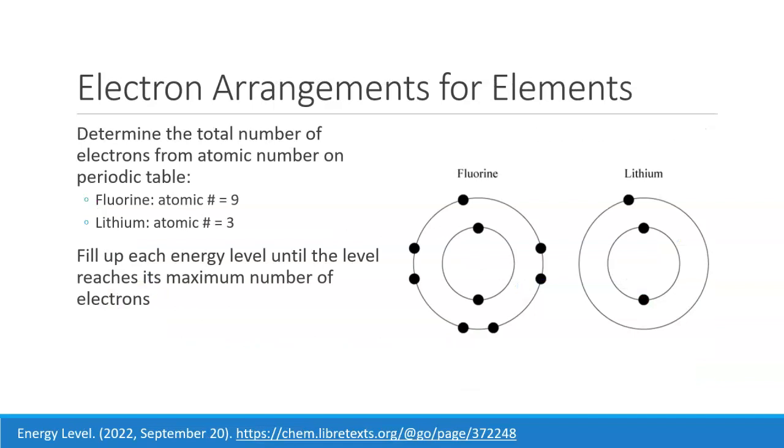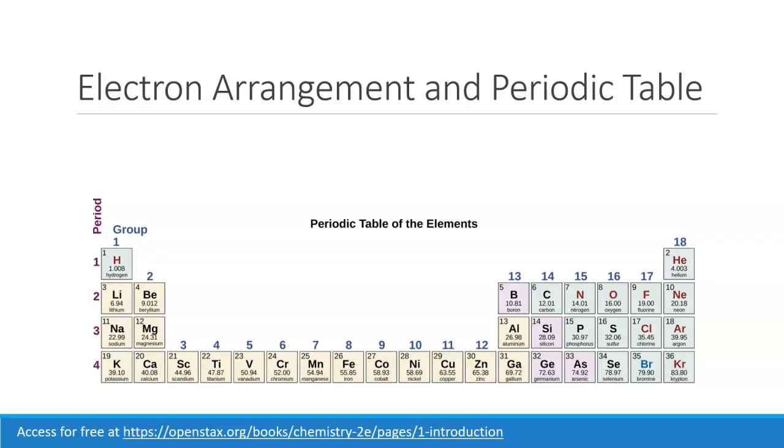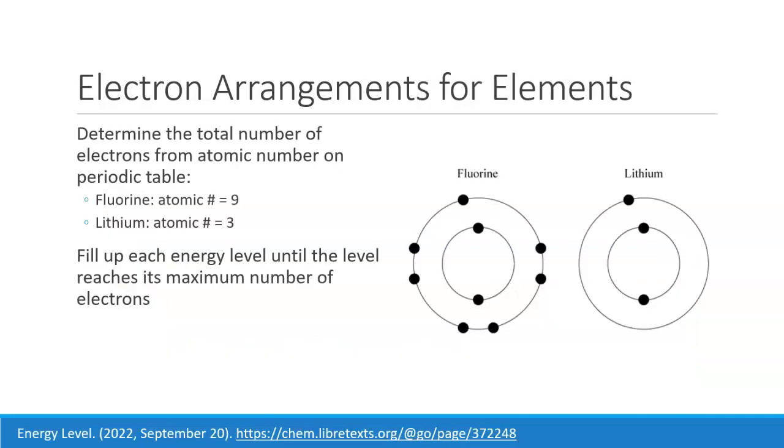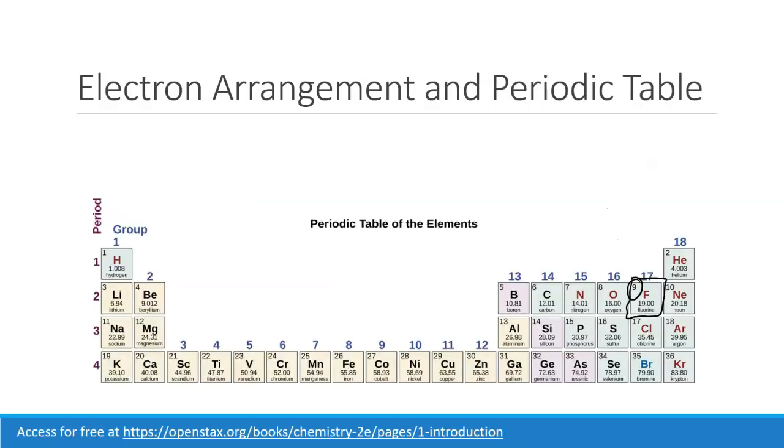Now, if we want to look at the electron arrangements for a specific element, we first need to determine what is the total number of electrons. And the total number of electrons for that element, remember, comes from the atomic number. So for fluorine, looking at the periodic table, fluorine is here. And remember, the atomic number is the whole number that it gives you for fluorine, which is 9. Lithium is 3.